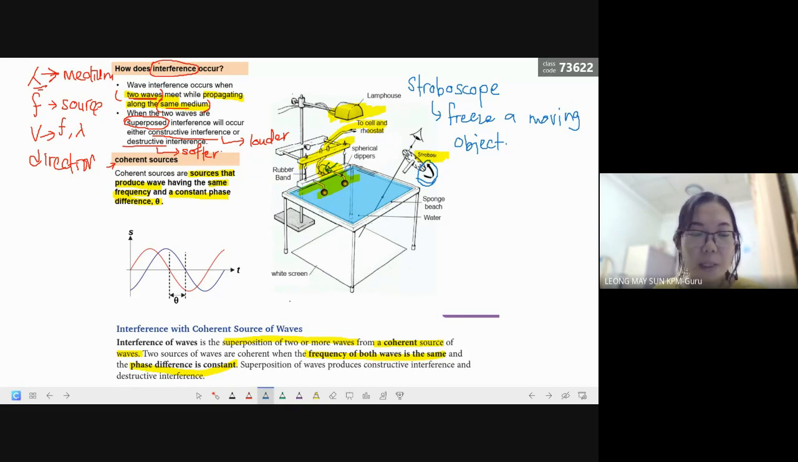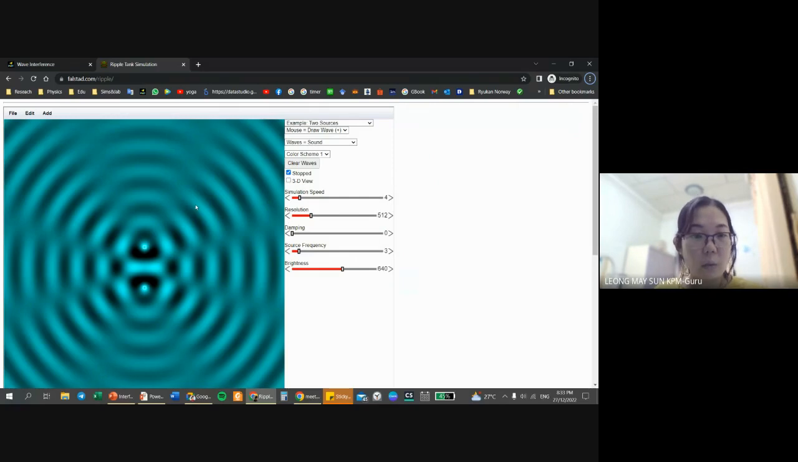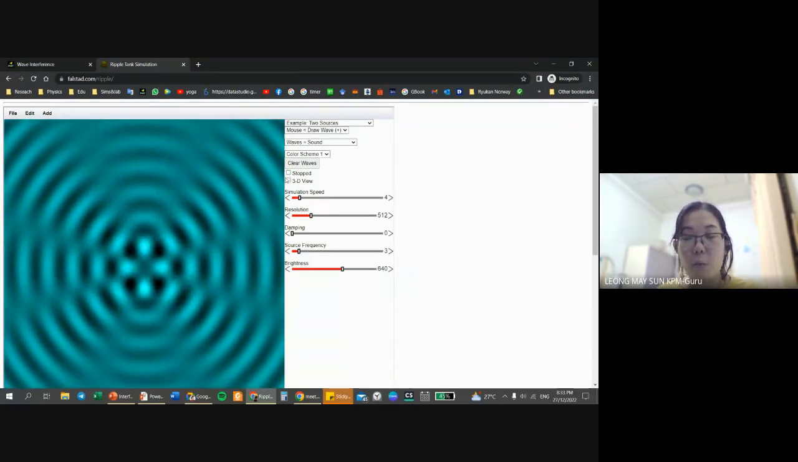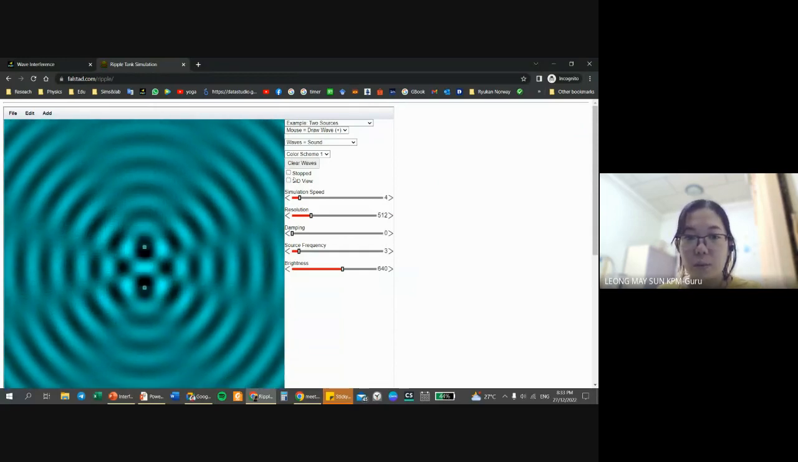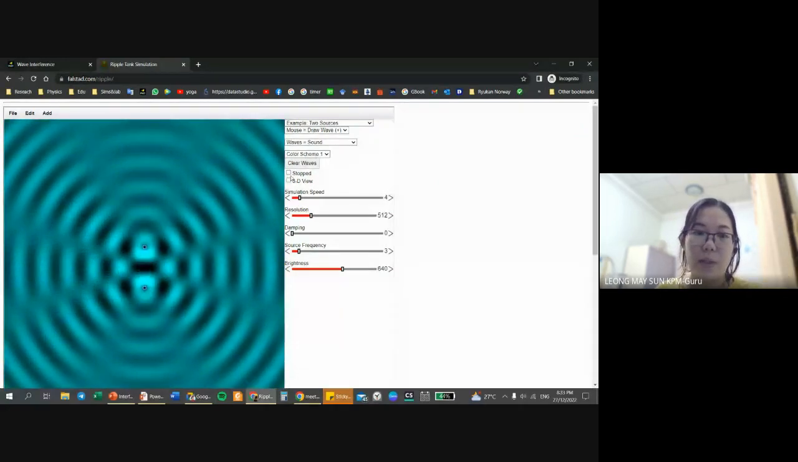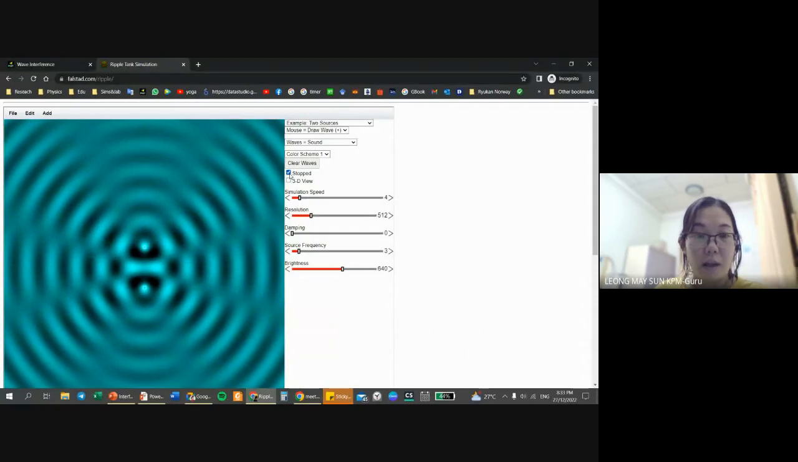Image being frozen means that instead of seeing an interference pattern like this moving, it will stop like this. When you use a stroboscope and the frequency matches the motor's frequency, the image of the wave actually freezes. What you see freezes. If you have the time, I'll show it to you later on. Form 5 already, almost every single class I showed it already.